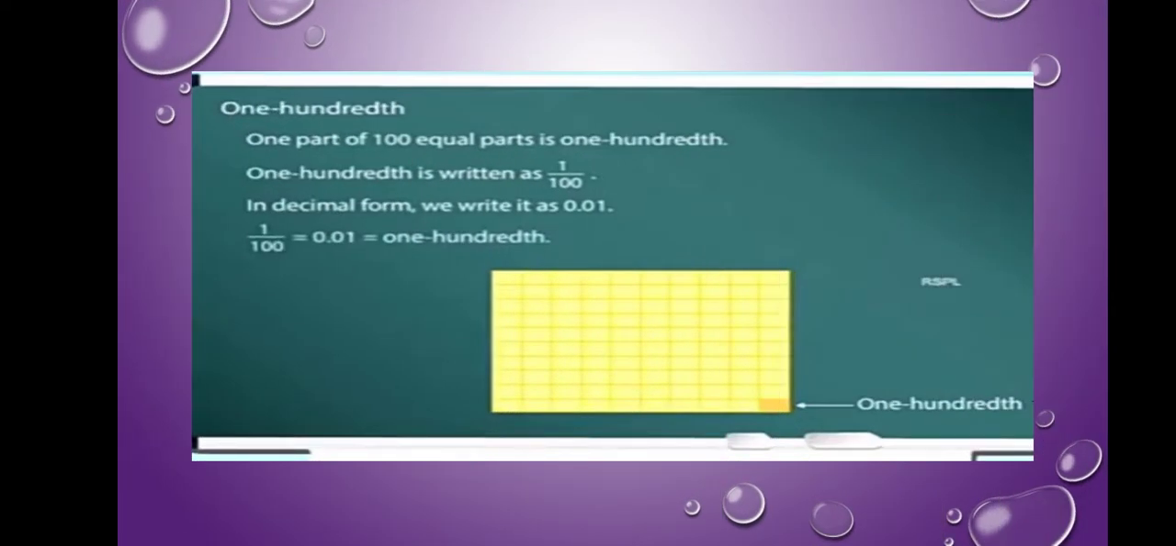1/100th. One part of 100 equal parts is known as 1/100th, and 1/100th is written as 1 by 100. In decimal form we write it as 0.01 because 100 here has 2 zeros and after the decimal point there should be 2 places, so 01. Therefore 1 by 100 is equal to 0.01 and that is read as 1/100th.